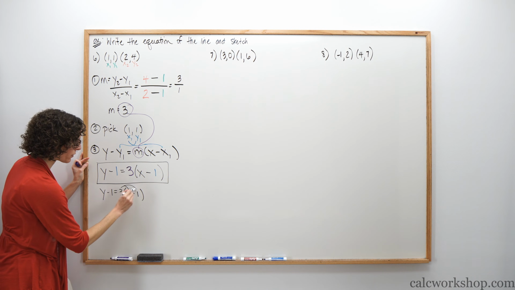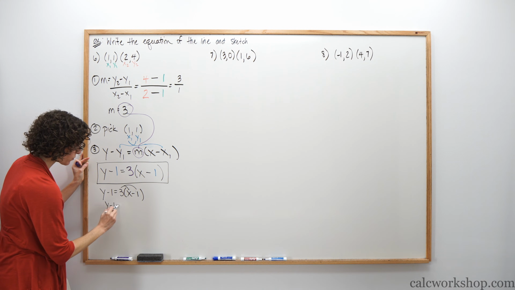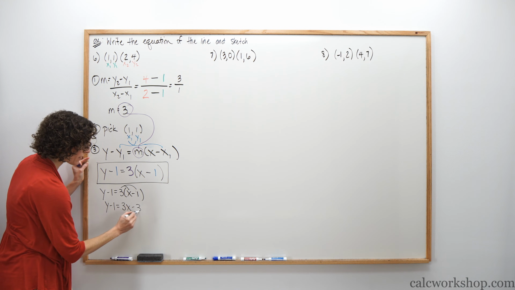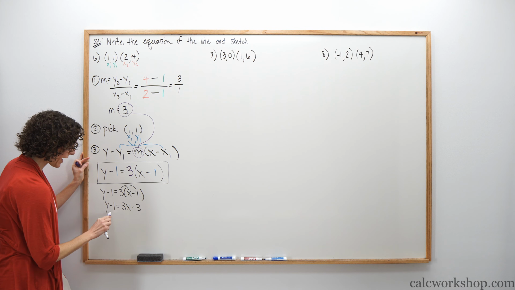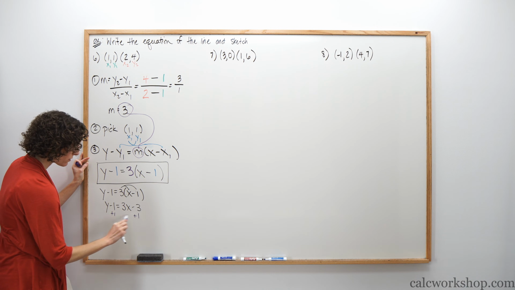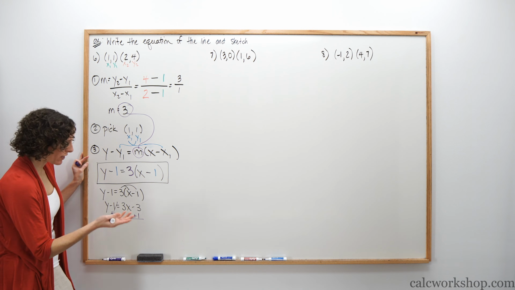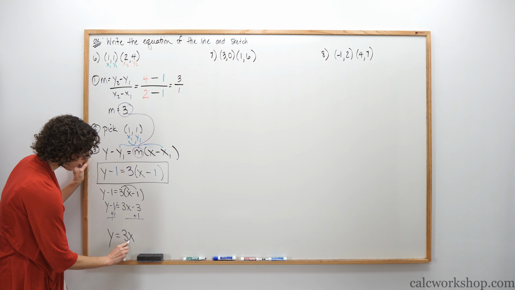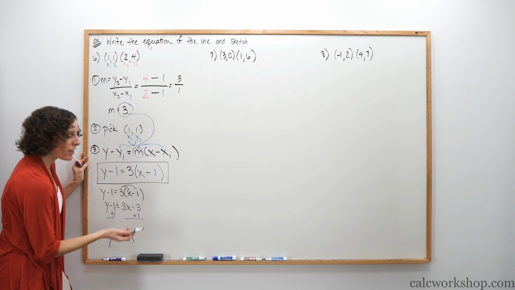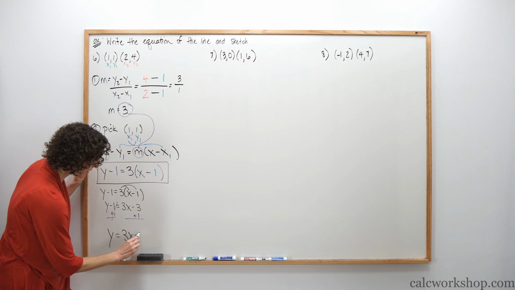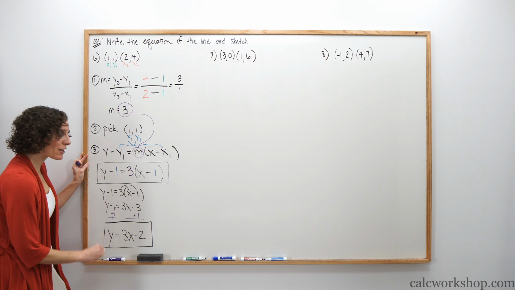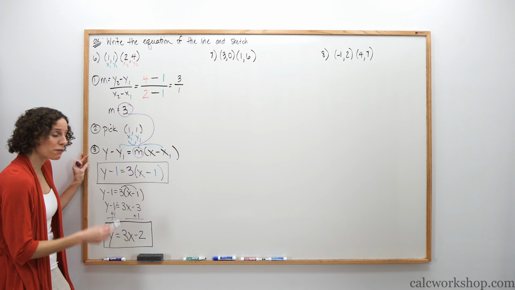If I bring the 3 in, that gives us y minus 1 equals 3 times x is 3x. 3 times negative 1 is negative 3. I'm now going to add 1 to the other side. Negative 1, positive 1. Inverse operations, they wipe out. And we're left with y equals 3x, and negative 3 plus 1, they have opposite signs, so we subtract, and we get negative 2. This is the same exact equation of the same line, just written differently.